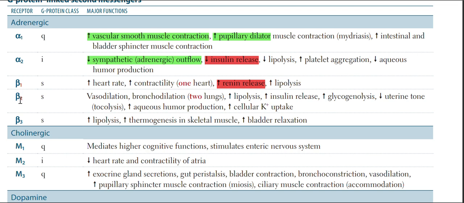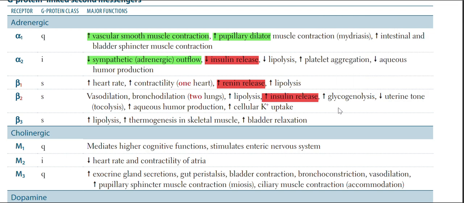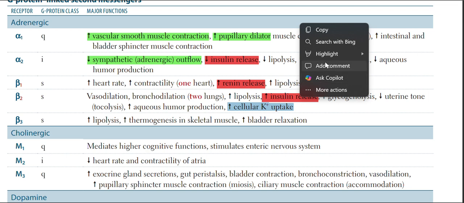Now for beta 2, usually the effects are similar. You have vasodilation, you have bronchodilation, so you have dilation. Except for these, you do need to remember this part, that it increases insulin release. That's the most important one. And then increased potassium uptake and glycogenolysis. Not glycogenolysis, but the increase in potassium uptake, that's an effect of the increase in insulin release.